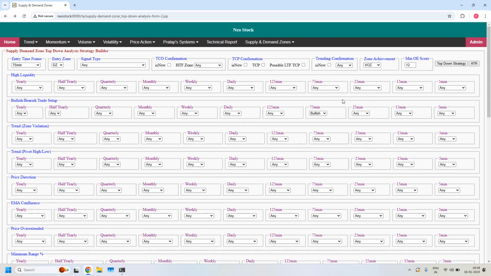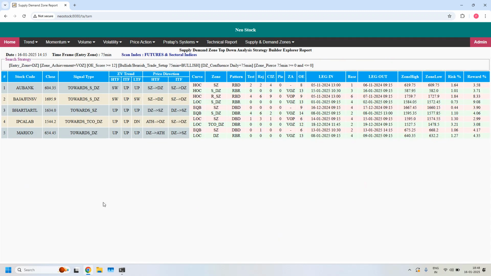Okay. So I'm generating once again bullish trade setup for weekly income trade, because the filter you have to set in the entry time frame, not weekly time frame. Sorry for the mistake. So we identified only 5 stocks. 5 stocks supporting bullish trade setup for weekly income trade. And entry time frame zones are 15 minutes.